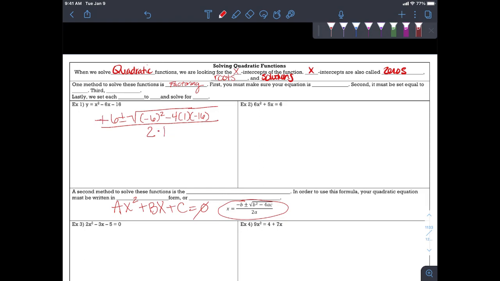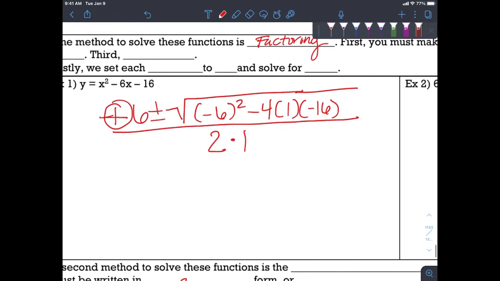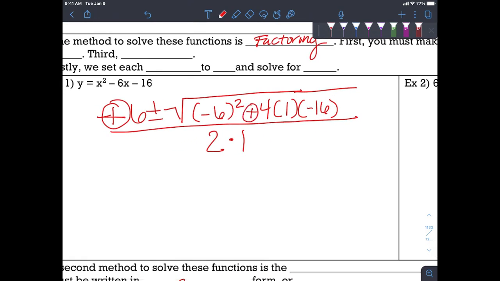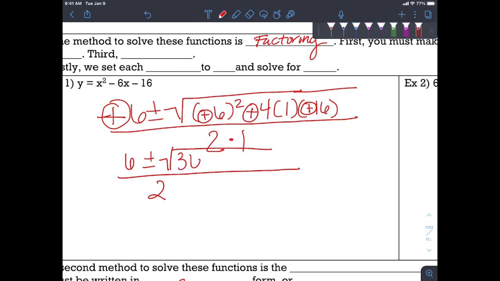And I can go ahead and start simplifying. I'm going to go through and change all these double negatives into positives just to make it easier. Squaring something is going to make it positive. So let me go ahead and rewrite what I've gotten so far. Let me go ahead and keep simplifying.